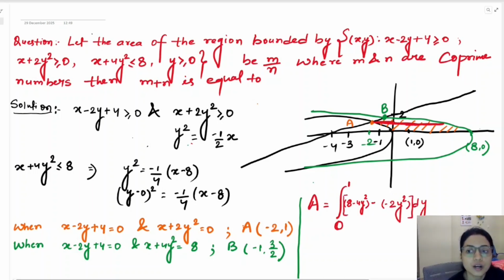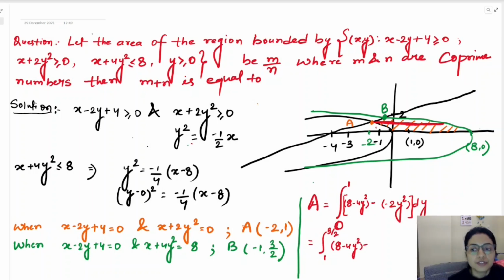Now let's focus on the upper part area. Again the same horizontal strip. Here y ranges from 1 to 3 by 2, as per our B coordinate. The right curve is the green parabola, from which we get 8 minus 4y square, minus the left curve, which is a straight line. See carefully, for the straight line we write x as 2y minus 4, dy.